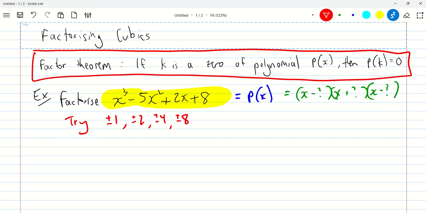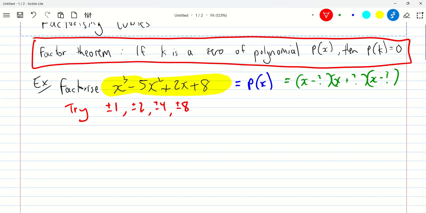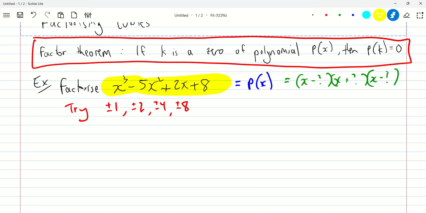Now, in an exam, they're not going to make the maths really hard and take hours and hours. Usually, it's from the first couple. So it's usually plus or minus 1 or plus or minus 2 as factors. So they're definitely the ones to try first.